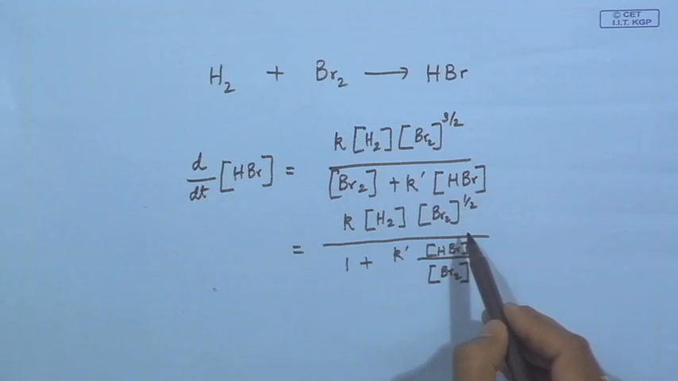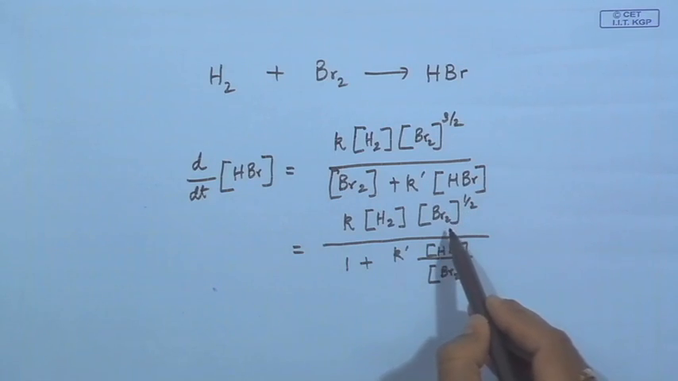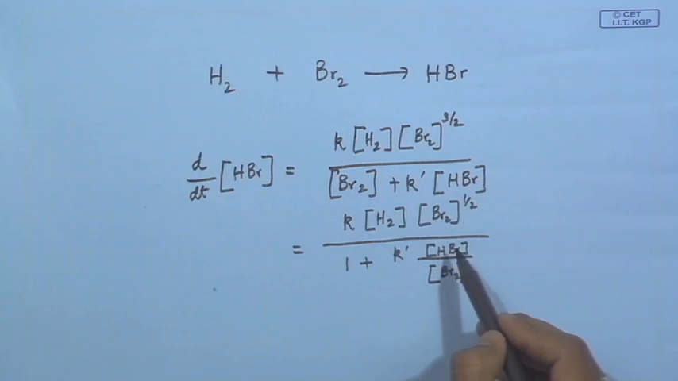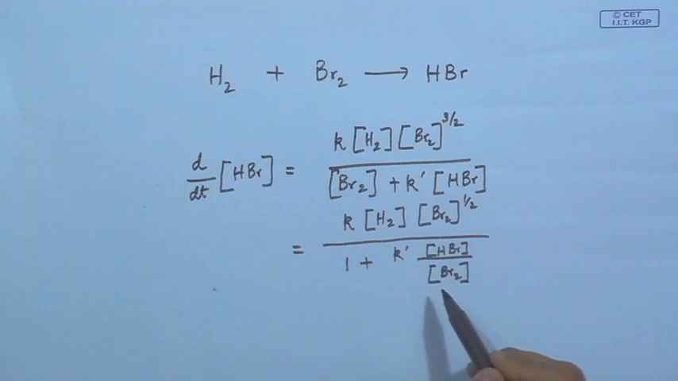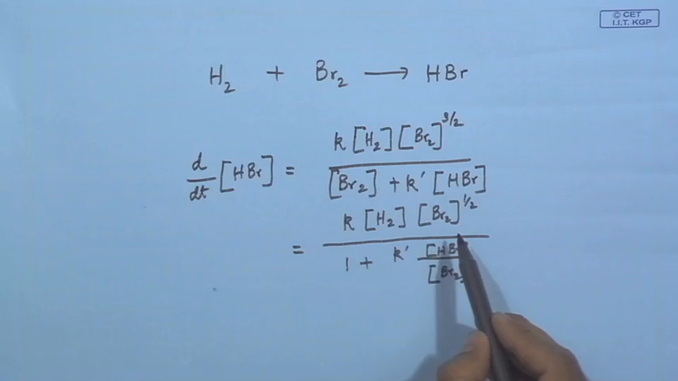So, fractional order with respect to Br2. Earlier I talked about zero order, first order, second order, third order and nth order, but here we are seeing that it is a fractional order. So, order is an experimentally determined quantity and it can be fractional. It is an important insight.